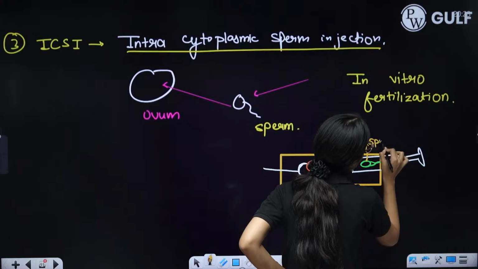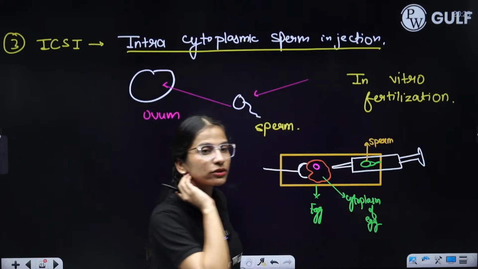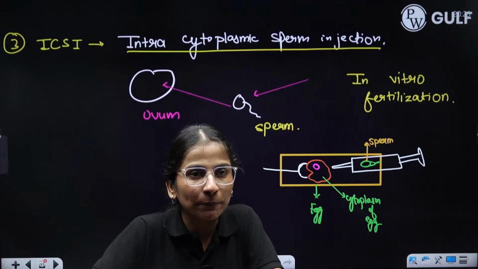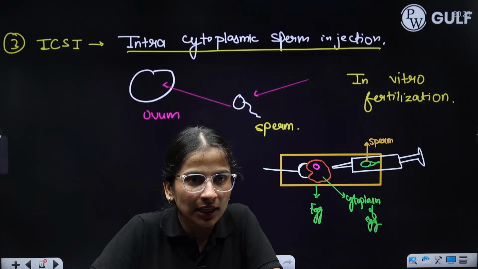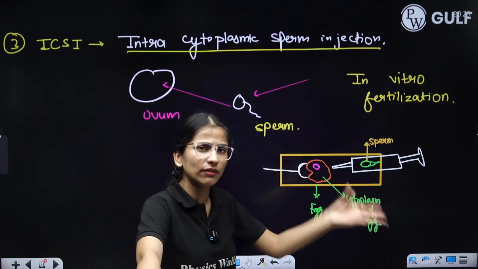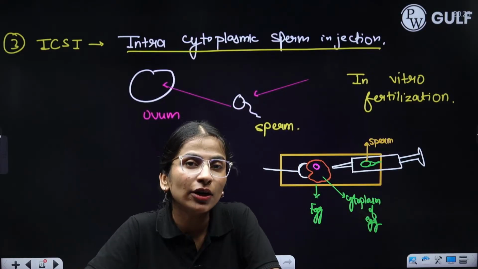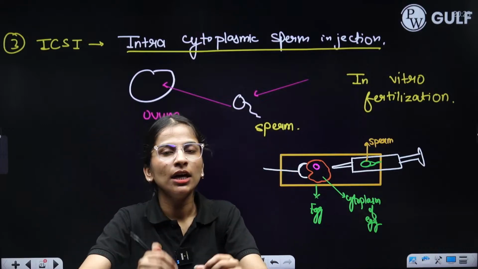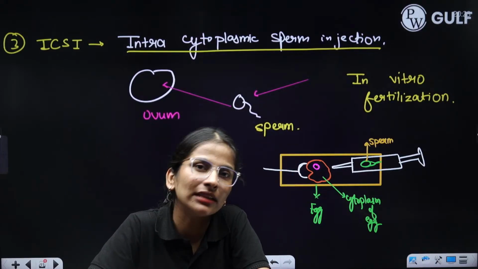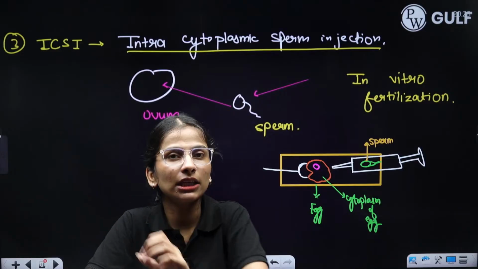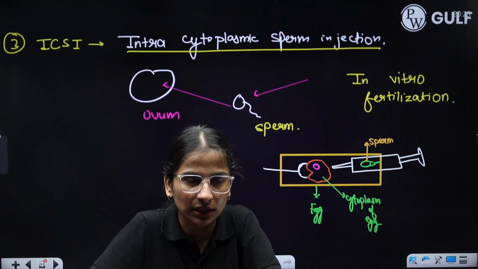Now why is it done? Obviously, again, when the male is having some issue with the motility of sperm. Okay, if the sperm is not motile, then we cannot rely on natural fertilization. We cannot even rely on the normal in vitro fertilization where we just leave the sperm and the egg in a test tube and the sperm automatically fuses with the egg. Here motility in the sperm is not at all present.